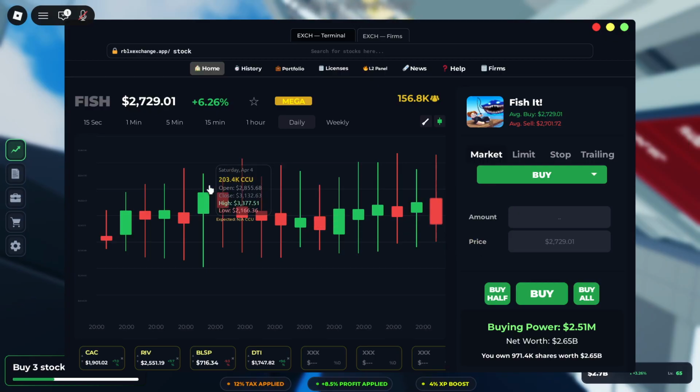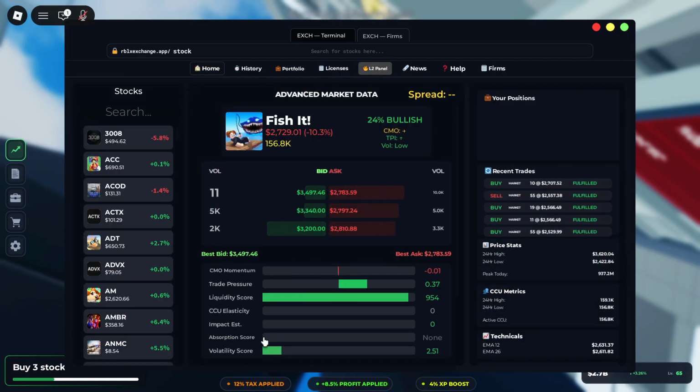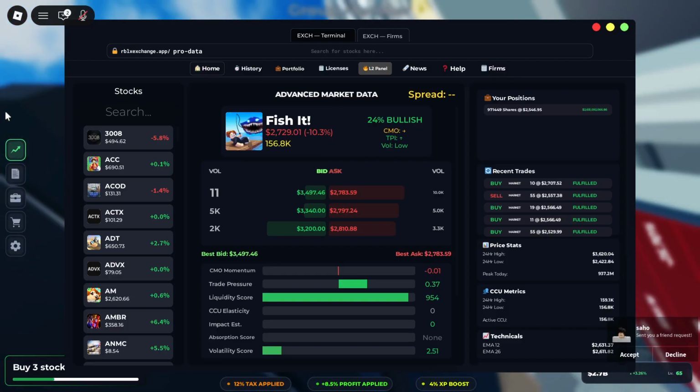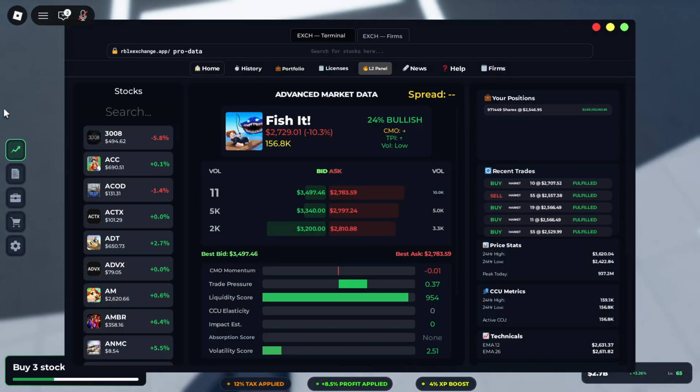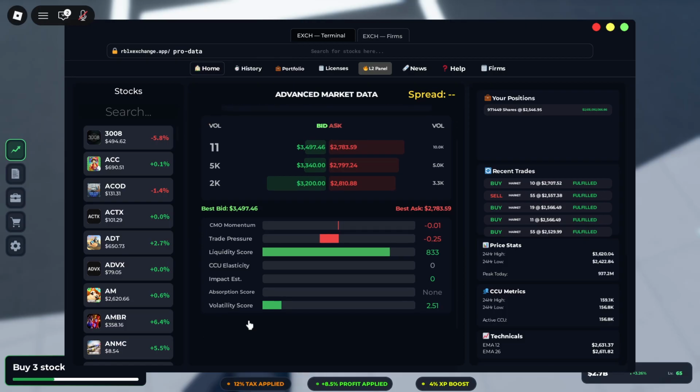Now, if the ABS, or the absorption score, is high, and the trade pressure is positive, someone is making a big order or buying big, right? Now, if the absorption score is high, and the trade pressure is negative, someone big is selling, right? And basically that's what that is. And then we go on to the validity score.